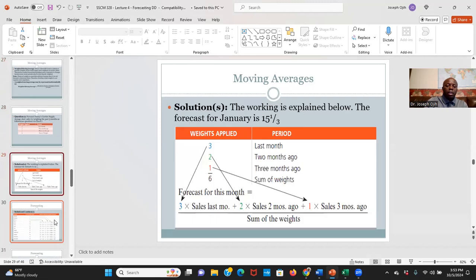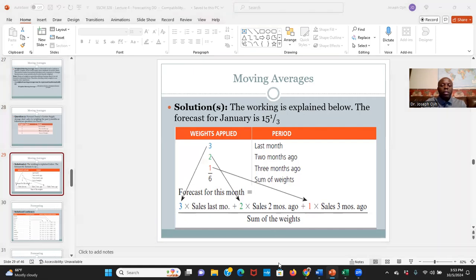So now let's do it. Remember, this is the basic principle behind it. 3 times the sales in the last month, because it's a 3 months moving average, plus 2 times the sales 2 months ago, plus 1 times the sales 3 months ago, divided by the sum of weights. So having said that, we can do it now, this one.